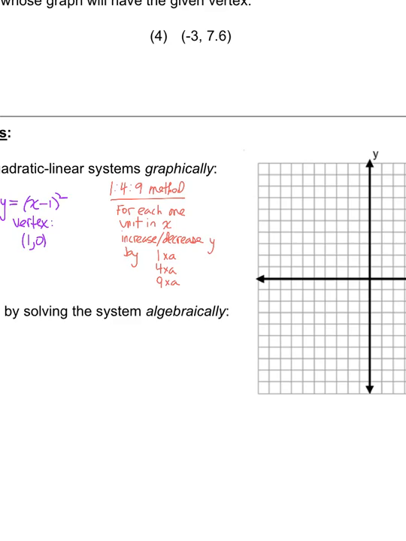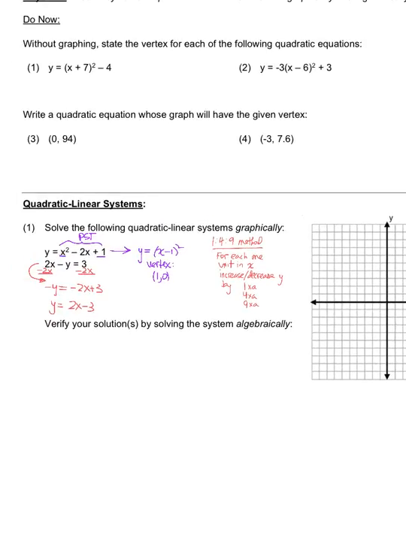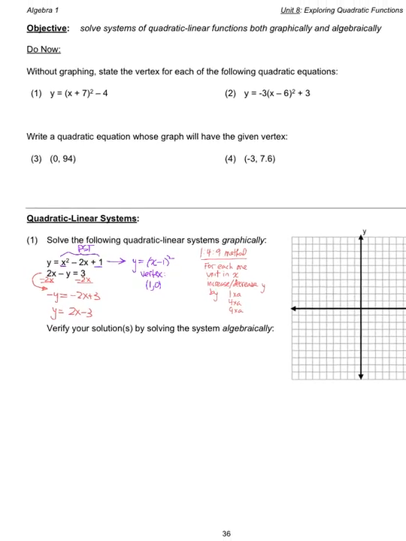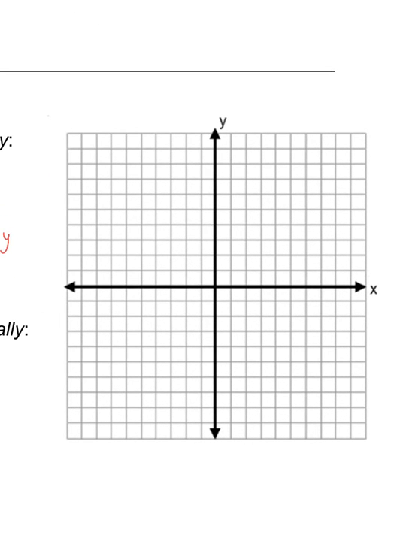An alarm went off. All right, so I'm going to plot 1, 0. The a value for this function was a 1. So for my first step out in a horizontal direction, I'm only going to go up 1 unit. For my second step out, I'm going to go up 1, 2, 3, 4 units. And for my third step out, I'm going to go up 9.